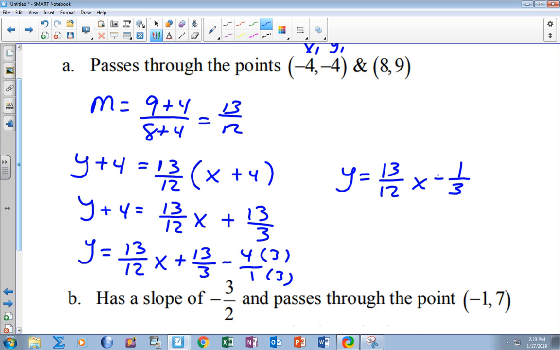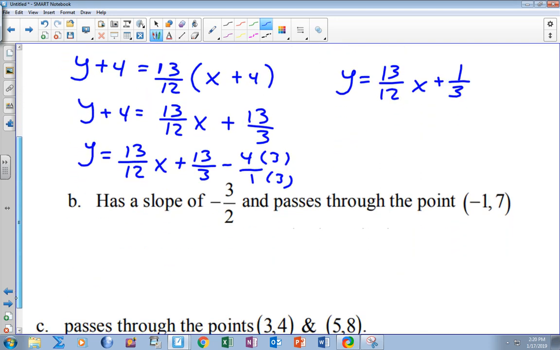Yeah, plus 1/3. Right, because you have 13/3 minus 12/3, 1/3. We good with that? Okay. So then these ones are the same thing. You can either use point slope or slope intercept form and plug it in, right?